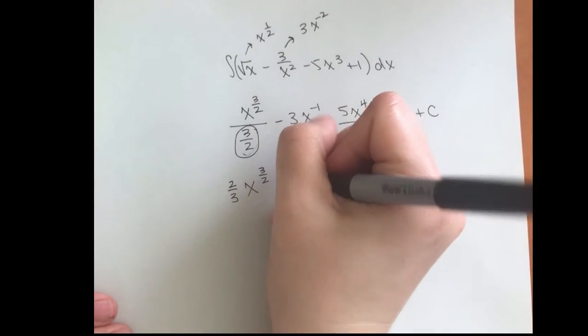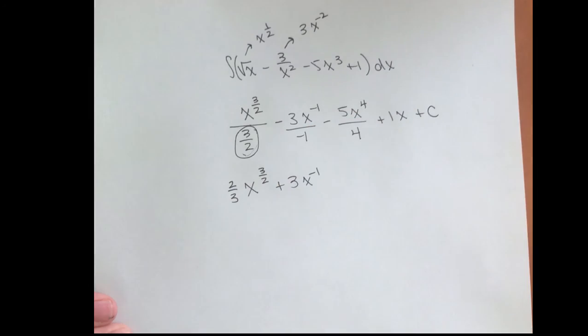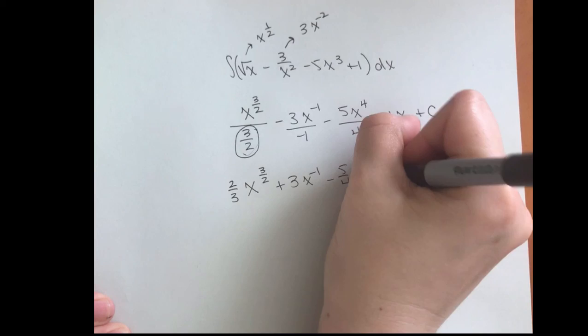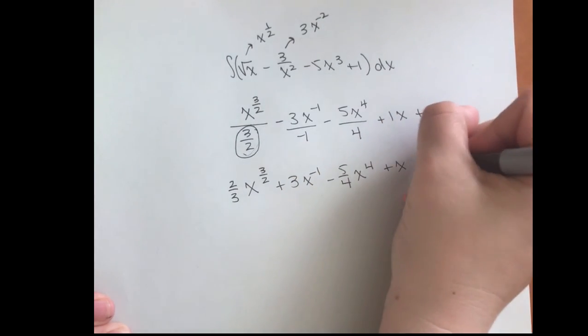Negative 3 divided by negative 1, that's now a positive 3x to the negative 1. Minus 5/4 x to the 4th plus x plus c.